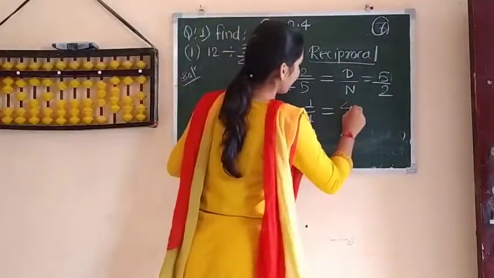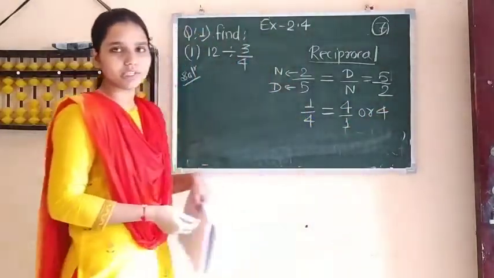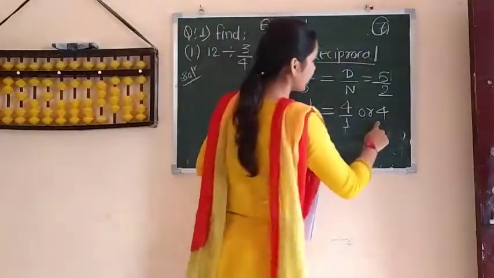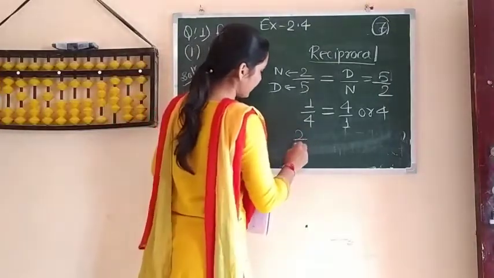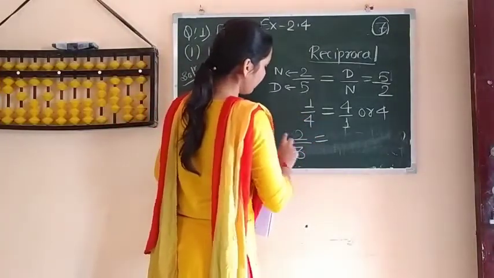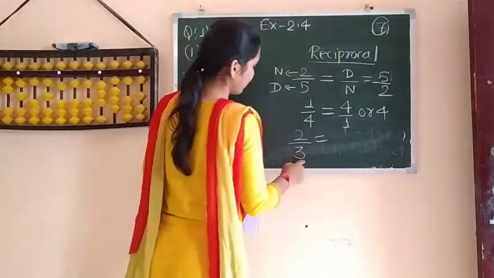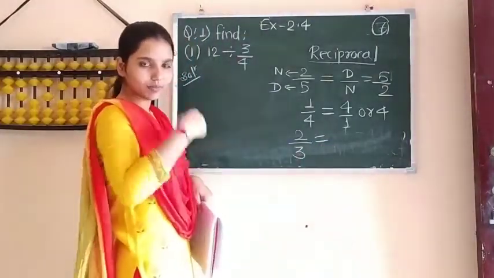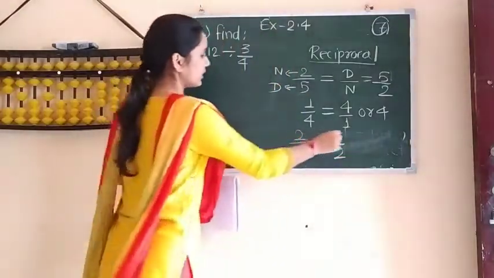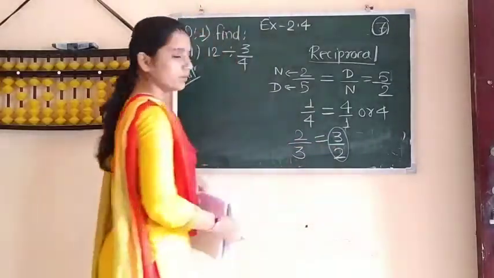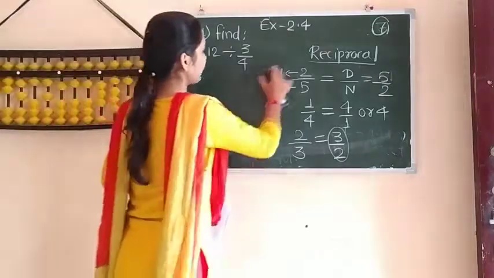Similarly, if I ask 1/4, write down its reciprocal. So what you will write? 4/1 or 4. If you will write 4, then also it is fine, because if there is nothing here, it means there is 1 present there. If I am asking you about 2/3, what is the reciprocal of 2/3? So just make opposite. Okay, denominator will become numerator and numerator will become denominator. So the answer is 3/2. So 3/2 is the reciprocal of 2/3. Okay, in this way you can write the reciprocal of the given fractions.